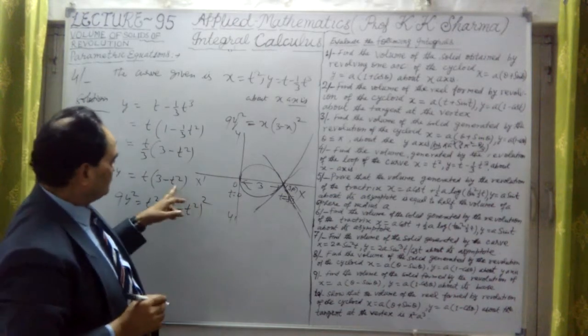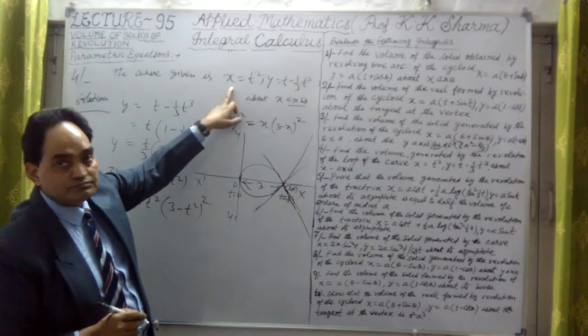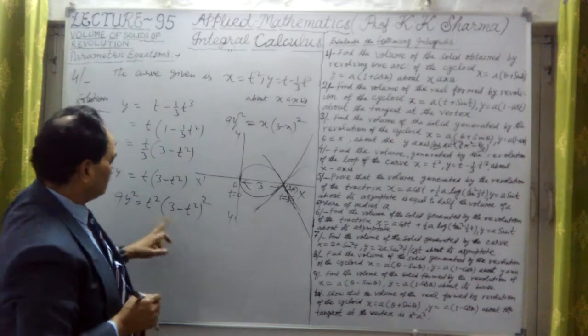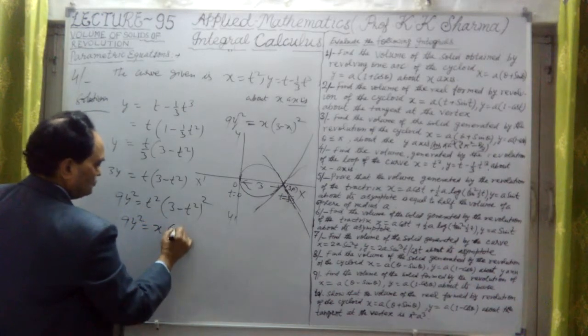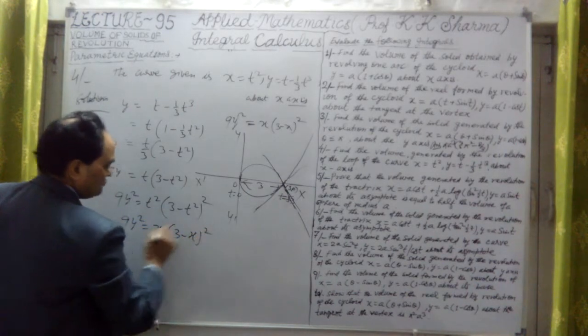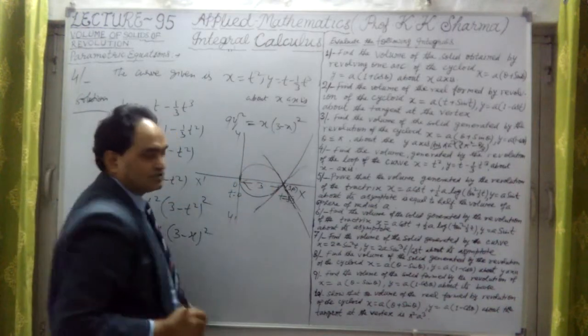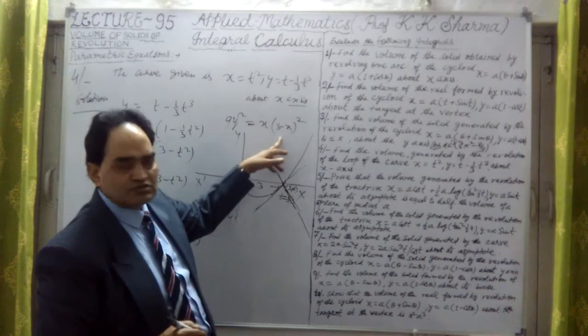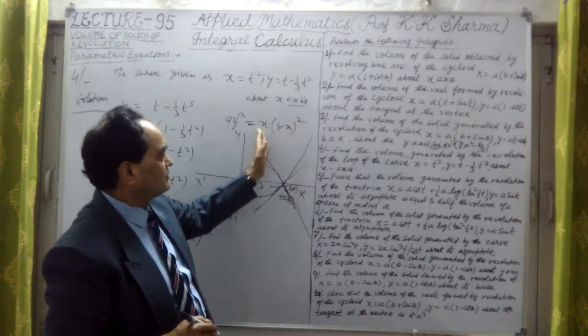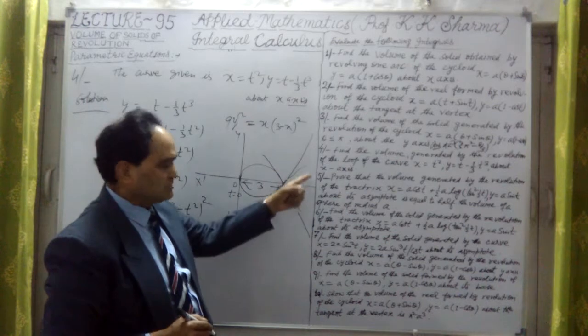Simple. Now t square is x. So if I substitute x here, it will be 9y square equal to x into (3 minus x) whole square. So this is 3 minus x, not x minus 3, I'm sorry. This is the curve in Cartesian form. From this equation, if I put y = 0, we obtain x = 0, 3. So this is the curve obtained.